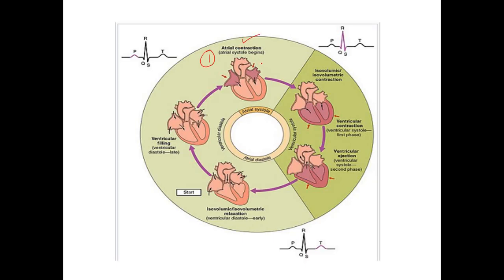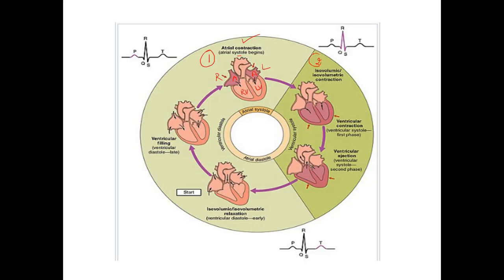The cardiac cycle starts with atrial systole, that is atrial contraction. These are the two atria here. This is the right atrium, this is the left atrium. They contract, so that they exert pressure and blood is pumped to the ventricle. This is the right ventricle and this is the left ventricle. In this way atrial contraction occurs, that is atrial systole.